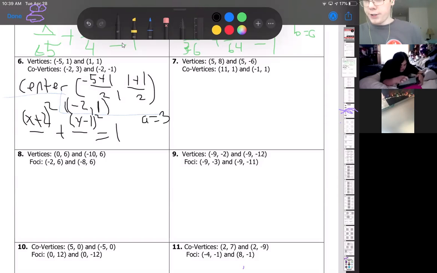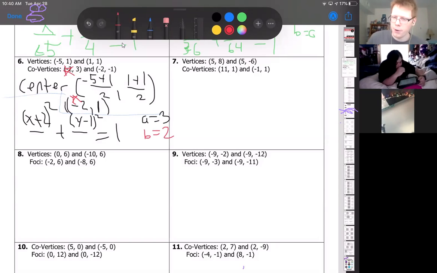If you look at your co-vertices, to go from -2, 3 to -2, 1, well, how far apart are these 2 points? Like looking at these 2 points, how far is this point from this point? Well, the only thing that's different is the y value, and going from 1 to 3 or 3 to 1, that would just be 2 away. So that's our A and our B. So just make sure you're looking at your center if it's not 0, 0. Like how far away are your co-vertices or vertices away from it? Your vertices always give you your A value. Your co-vertices always give you your B value.